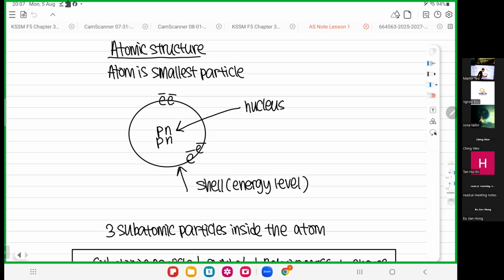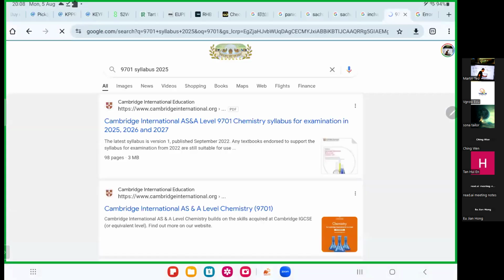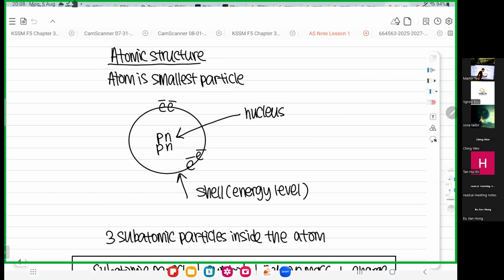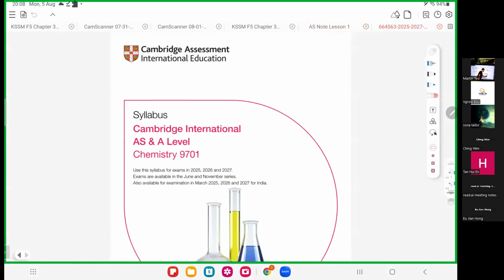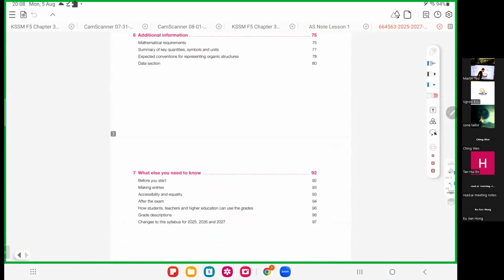In A level, I suggest that you always know what you want to learn in each chapter. The simplest way is to go to Google and type 9701. This is the code number for your A level chemistry syllabus 2025. Download the first PDF file, and you should be able to see something like this. This lists out the syllabus content.